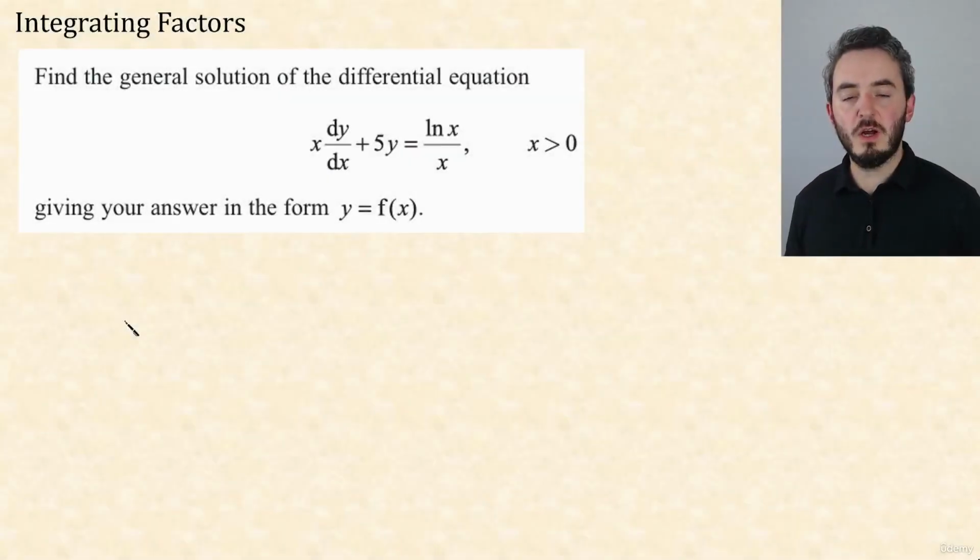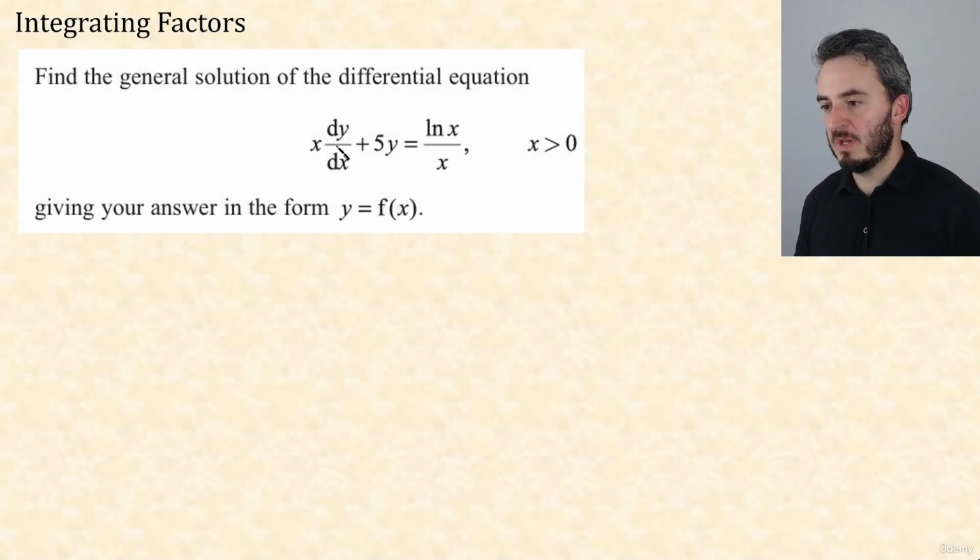In this video, we're going to work through a couple of harder problems involving the integrating factor. So this question says, find the general solution of the differential equation x dy by dx plus 5y equals ln x over x, where x is greater than 0. Give your answer in the form y equals f of x.